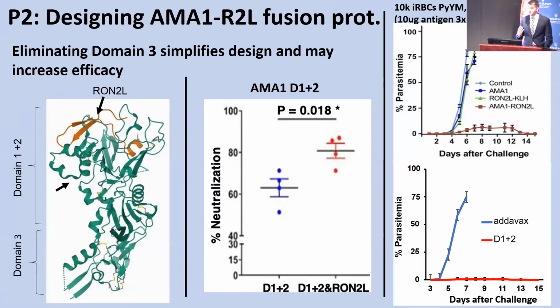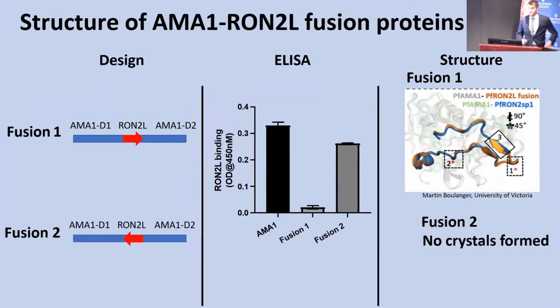Additionally, we find when we vaccinate mice with domains 1 and 2, a significant decrease in the development of parasitemia in P. yoelii challenged mice, shown in the bottom right there. We then designed AMA1-RON2L fusion proteins. On the left, we have fusion protein 1 with RON2L inserted between domains 1 and 2. Below it, we have fusion protein 2 with RON2L inserted in the opposite orientation.